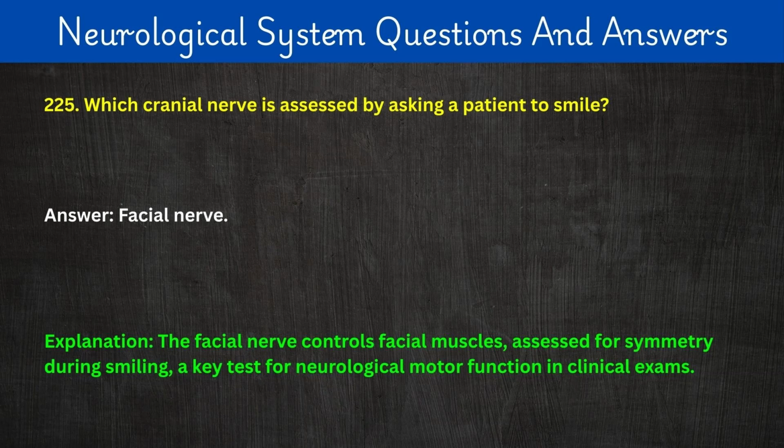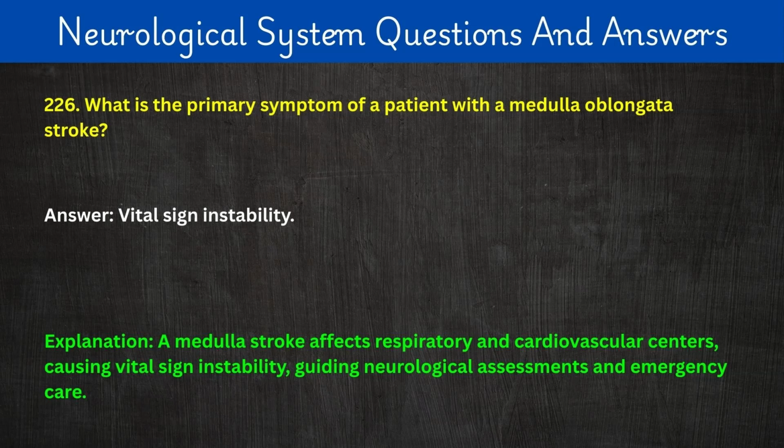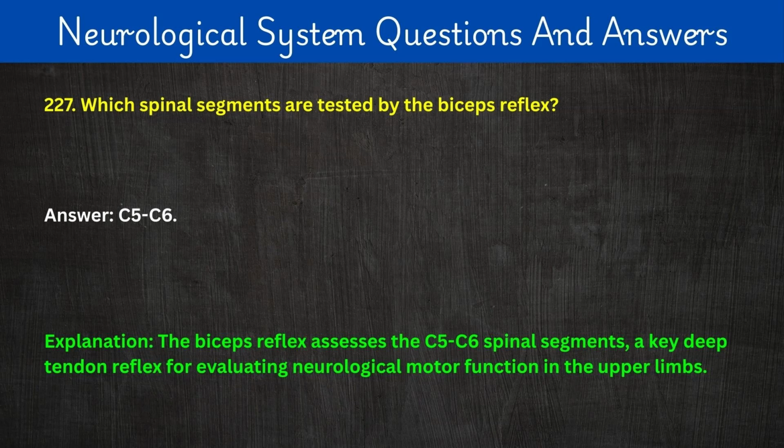Explanation: the facial nerve controls facial muscles, assessed for symmetry during smiling, a key test for neurological motor function in clinical exams. 226. What is the primary symptom of a patient with a medulla oblongata stroke? Answer: vital sign instability. Explanation: a medulla stroke affects respiratory and cardiovascular centers, causing vital sign instability, guiding neurological assessments and emergency care. 227. Which spinal segments are tested by the biceps reflex?